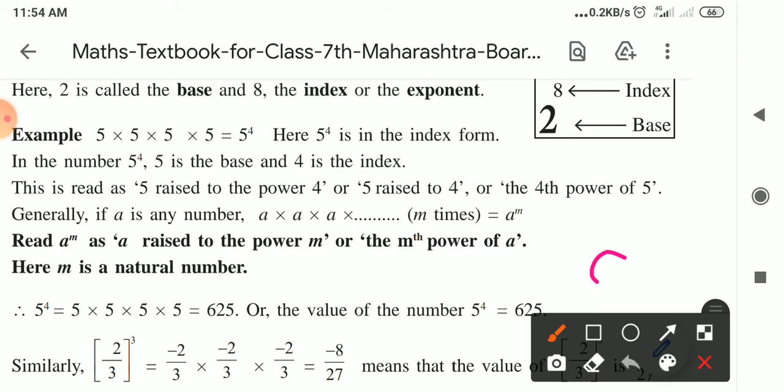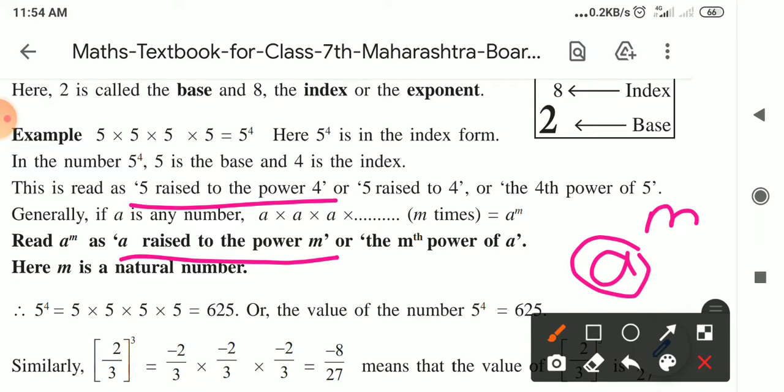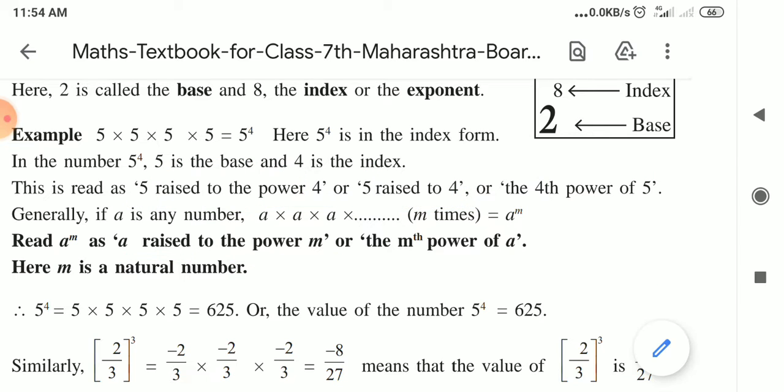It is given in the form a raised to m. So we can read it in this way also: a raised to the power of m. You read a first, then use the words raised to the power of m. Again you can say a raised to m, where 5's place is a and here it is m. Again you can read it as mth power of a. These are the different readings of this.